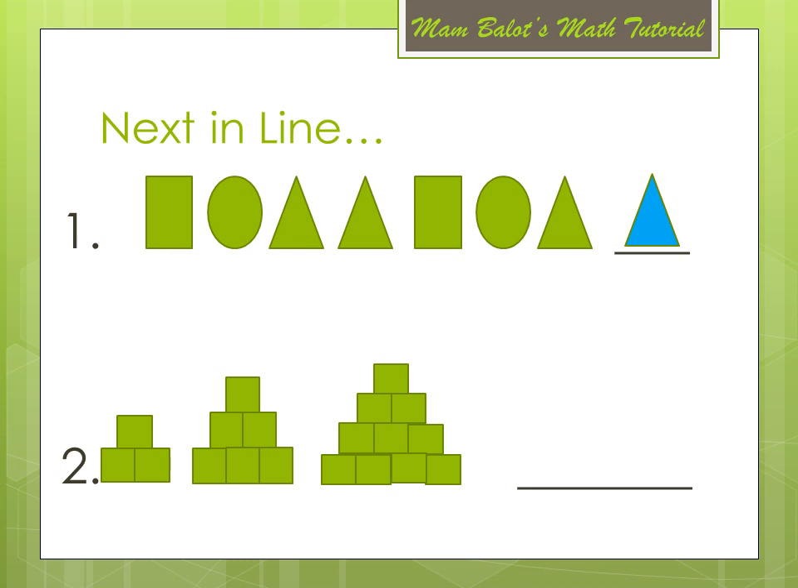In number 2, observe that in the first figure, we have two squares at the base and then one square at the upper part. In the second figure, we have already three squares at the base and the upper part is the first figure. Then the next figure, we have already four squares at the base and its upper part is all the squares in the second figure. So therefore, the next figure must have 5 squares at the base and its upper part is the third figure.